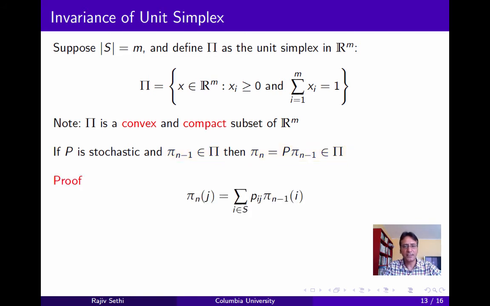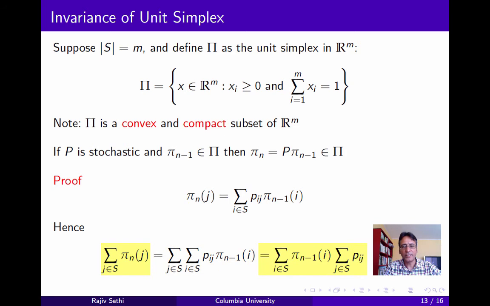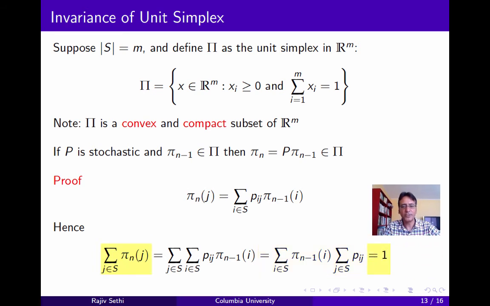And the proof is just mechanical, so πn of j is just the probability of transitioning to j from state i summed across all states i, and summing these probabilities across all j gives us the expression shown. Now we can factor out the term that doesn't depend on j, and note that both of the terms in the product here are equal to 1, because πn−1 is a probability distribution, and P is a stochastic matrix. So we see that πn is an element of the unit simplex, provided that πn−1 is an element of the unit simplex. In other words, the unit simplex is invariant under the dynamics.